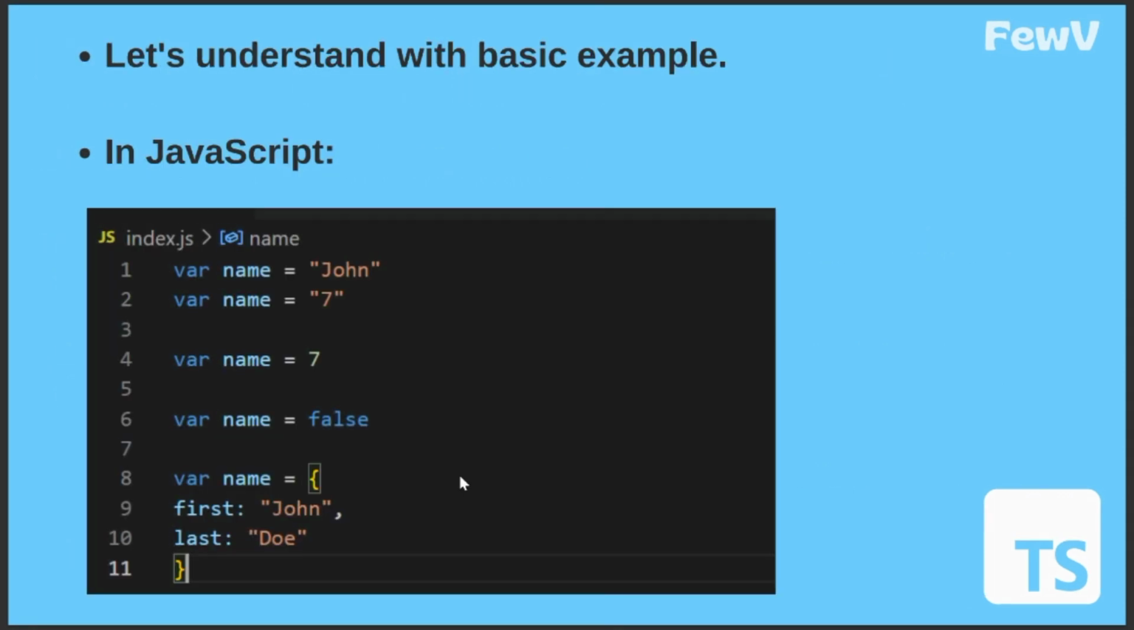In JavaScript, when we define a variable, it is not necessary to define its type. For example, here we have a variable name, it is a string, then it is a number. Similarly, it is a boolean value and then it is an object. In JavaScript, it is not necessary to define the type of a variable, but in TypeScript, it is very much necessary to define the type of a variable which we are using.